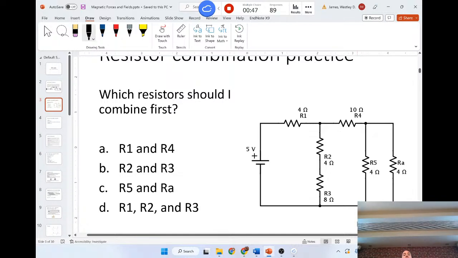Remember, whenever you see a problem like this, one of your first things should be, we've got to get to a single resistor. We've got to combine all those resistors to get to a single one. And so this question is just, what's the first step in that process? Which one should I combine first?